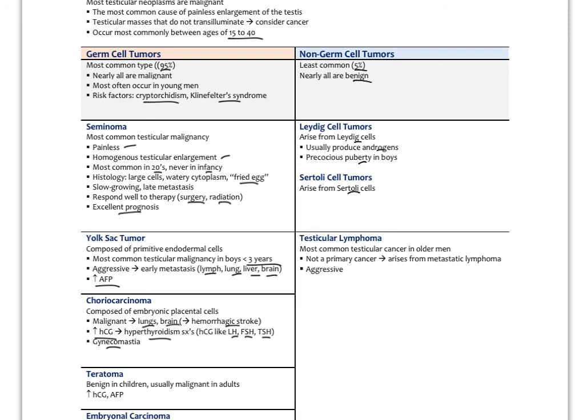And then lastly, we have testicular lymphoma. It's the most common testicular cancer in older men. It's not a primary cancer. This arises from a metastatic lymphoma. It's very aggressive with a very poor prognosis. All right, so that summarizes it for testicular cancers, and that summarizes it for the major pathologies of the male reproductive system.